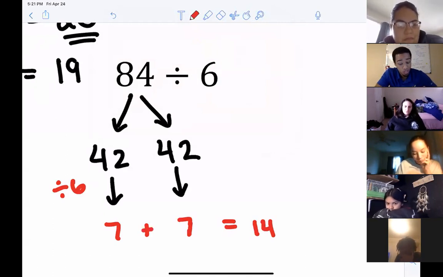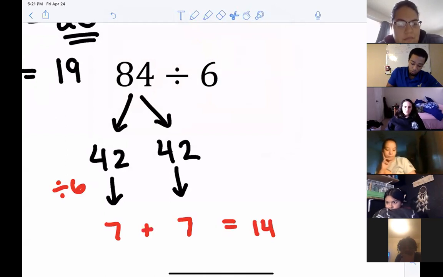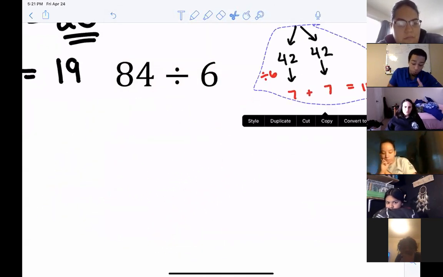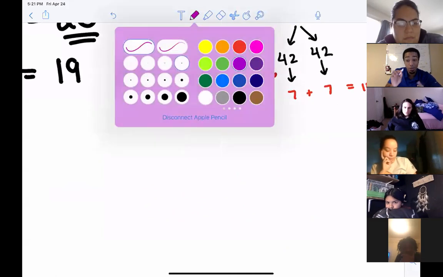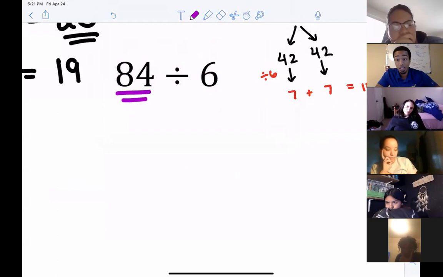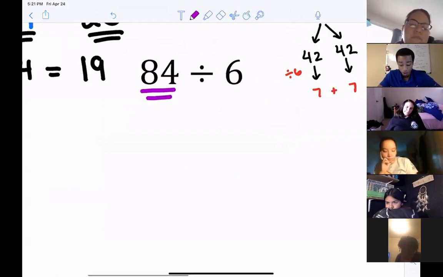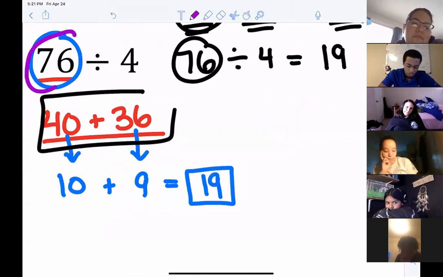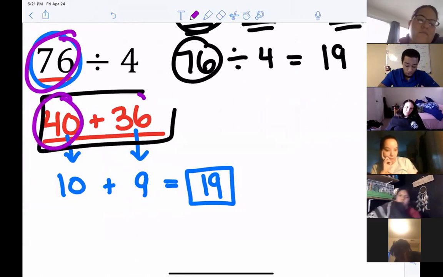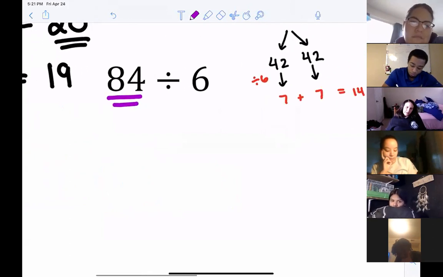Let me break it down for you a different way. Allow me to just move this over right here for one moment, because watch this. I'm going to blow your minds now, guys. 84. This is the technique with breaking it down. I'm going to use familiar numbers. Remember earlier how I said 76. I know that that's more than 40 because I know 4 can go into 40. So I broke it down into 40 and 36. Now look back over here.